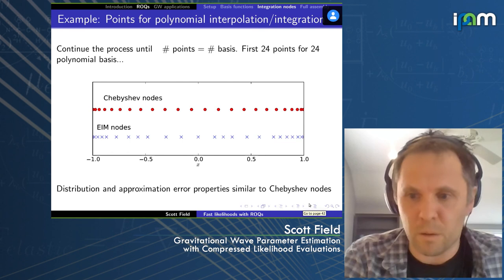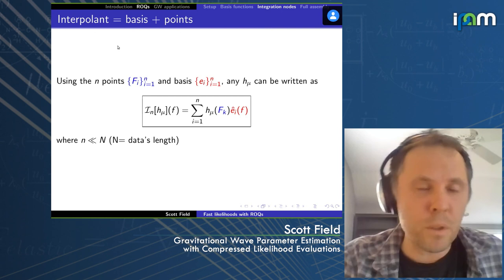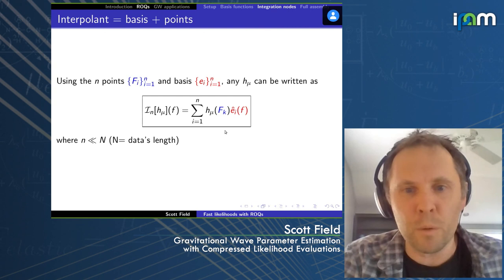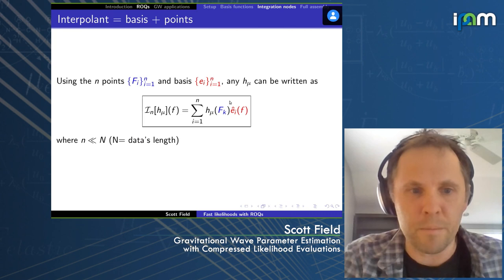So for an interpolant, you have both basis functions and points, and they are an equal number. And the empirical interpolant, now that we know our basis functions and our points, can be written down by this expression in the box here. But the key thing is that the lowercase n is much smaller than the data's length.